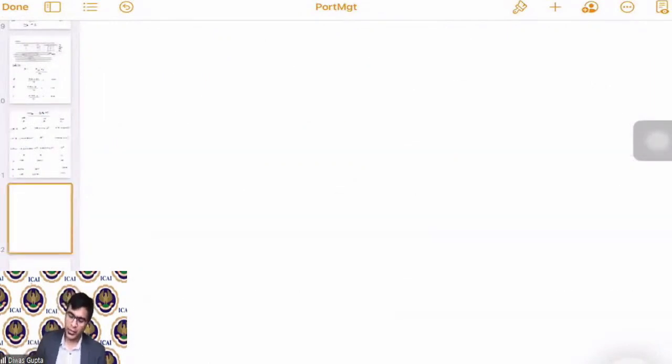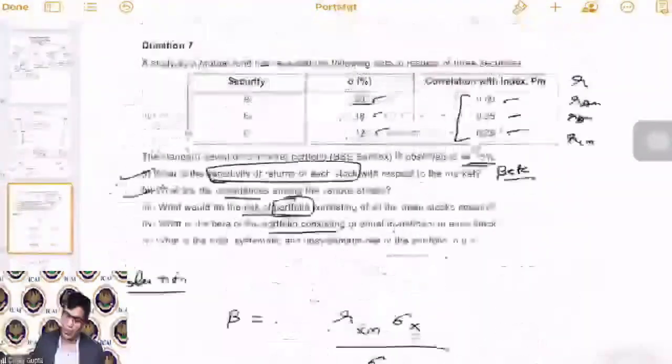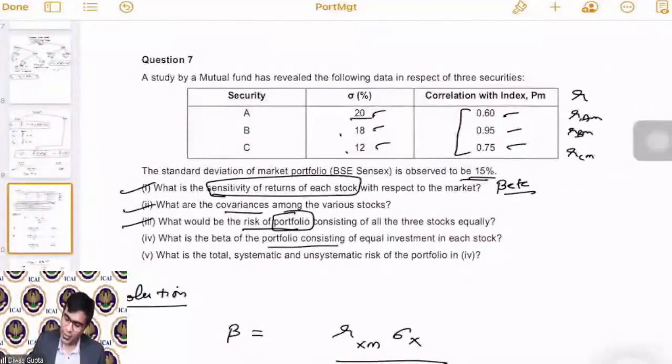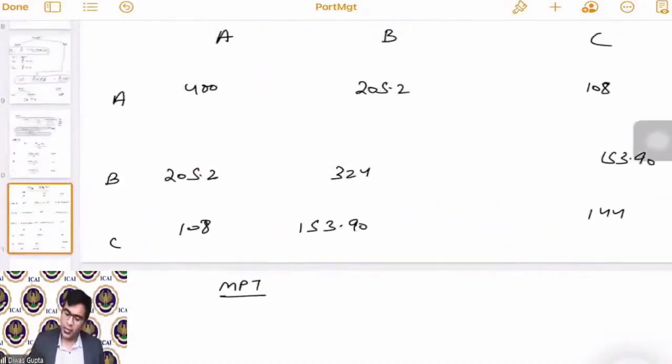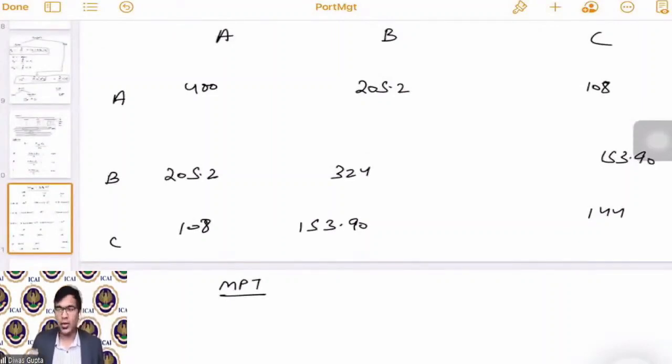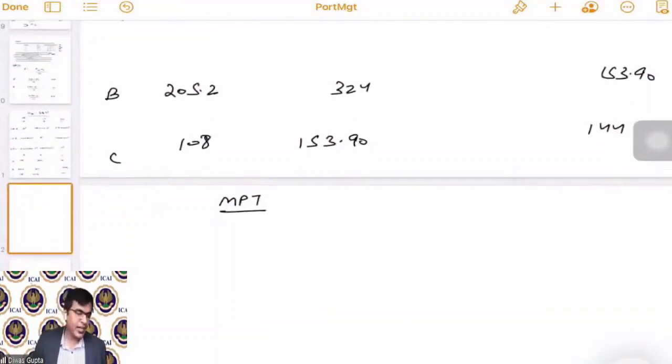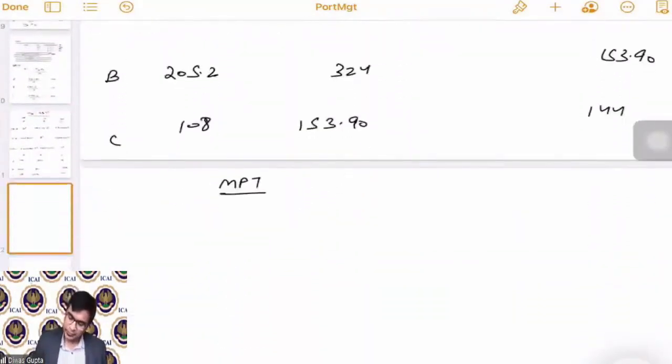Now the covariances are done. Now let's go to the third part. What would be the risk of a portfolio consisting of all three stocks equally? Now it is giving us the weights. Weight is what? 1 by 3, 1 by 3, 1 by 3. Correct? So which method can we adopt here? I am adopting MPT to solve it, because we already have covariances in place here. Covariance between AA, AB, AC. We already have them, so I just multiply with the weights and get the answer.